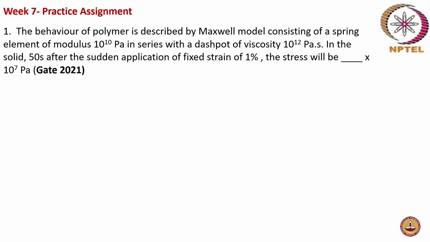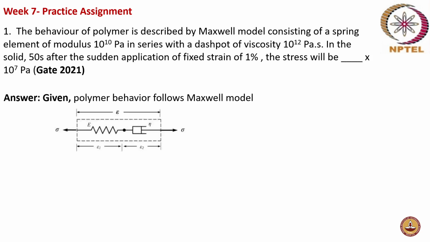So, what are the parameters that are given in the question? They've given that the polymer behavior follows the Maxwell model. Maxwell model is where you have a spring and dashpot in series. Spring is this one, which has a modulus E, and the spring element modulus is given as 10 power 10 Pascal, and the dashpot element viscosity is given as 10 power 12 Pascal seconds.